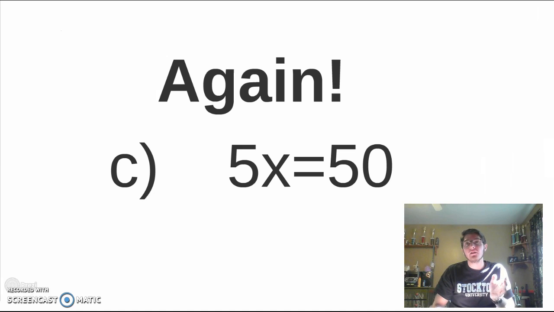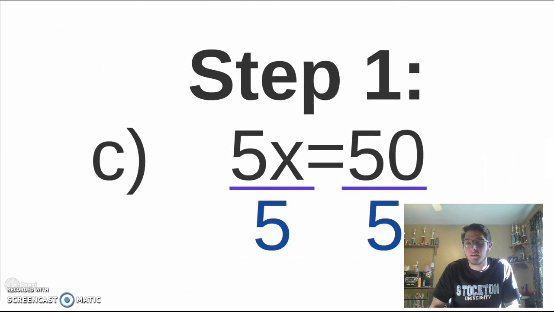Now, addition is the opposite of subtraction. Subtraction is the opposite of addition. What's going to be the opposite of multiplication? You got it. Division. So, we're going to divide each side of the equation. Again, each side of the equation has to be done. Going to divide each side by 5. Just like this. So, 5x divided by 5 is equal to 50 divided by 5.